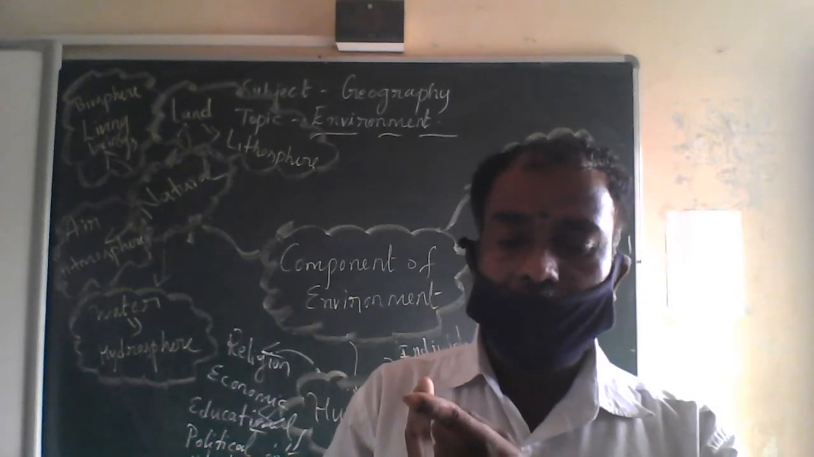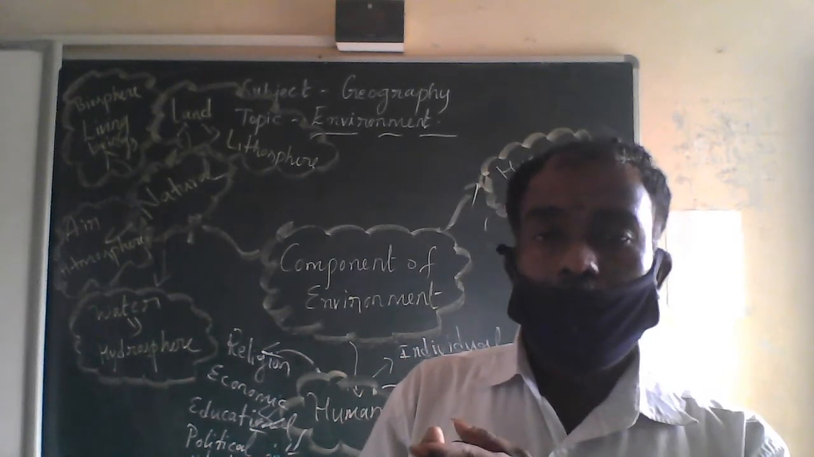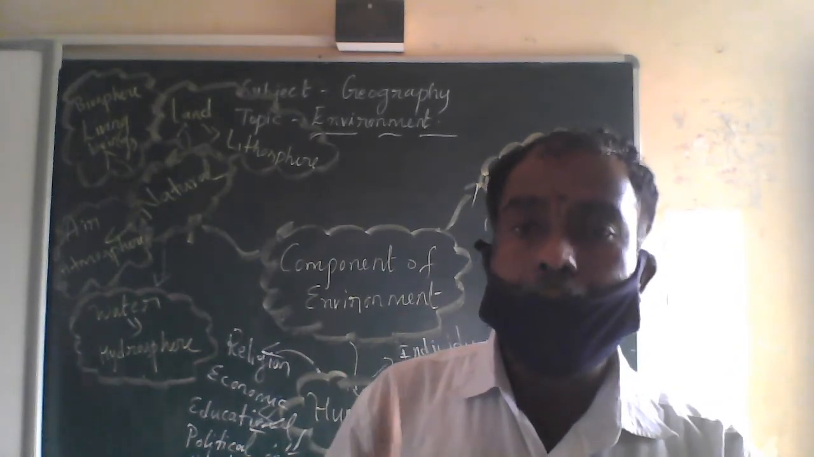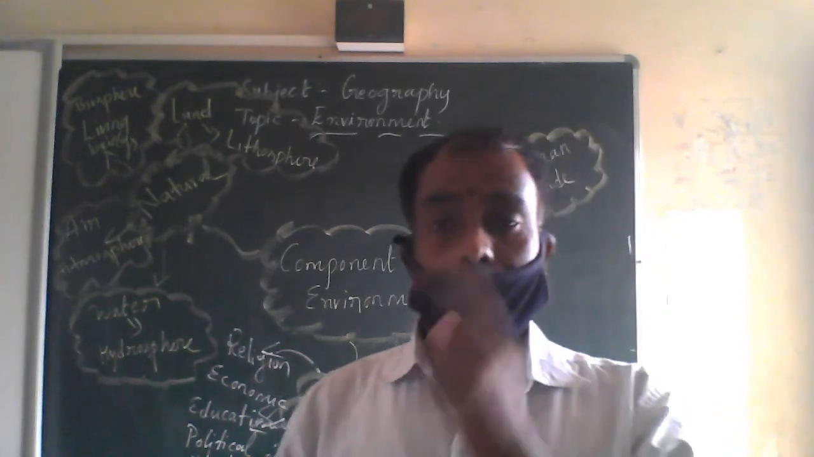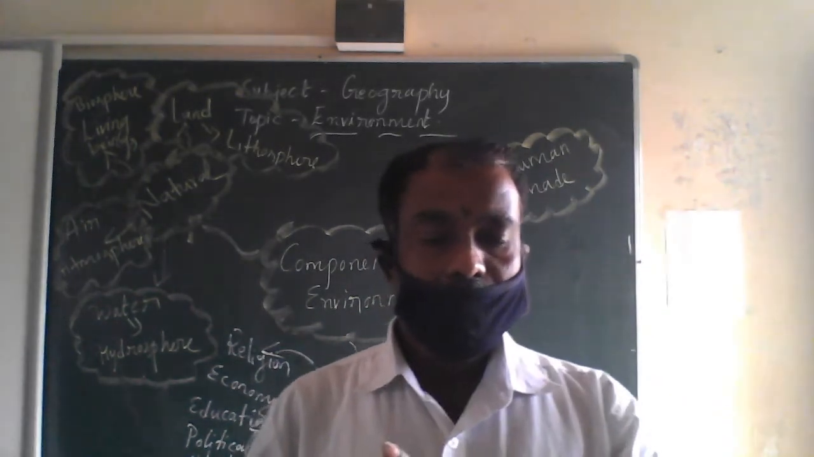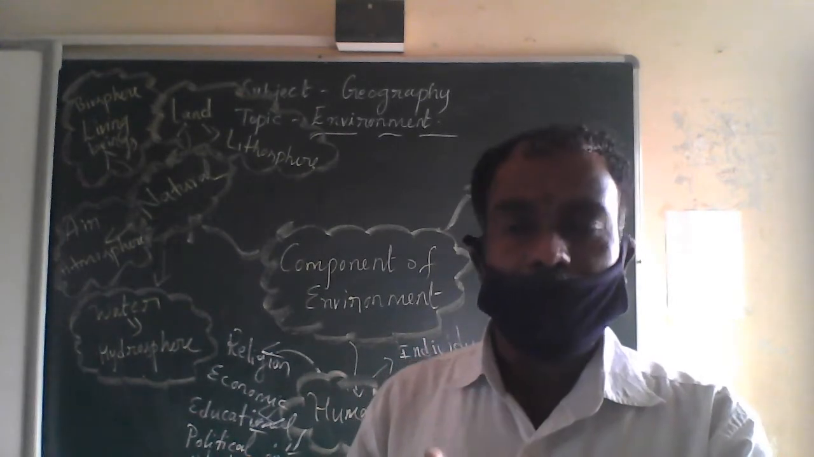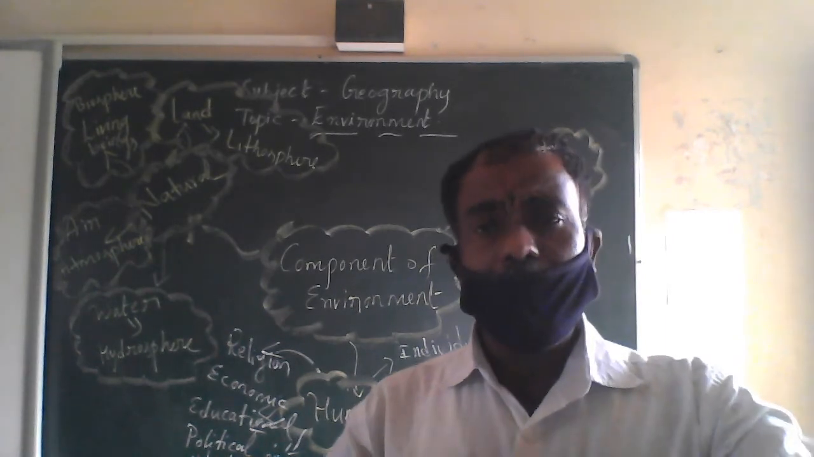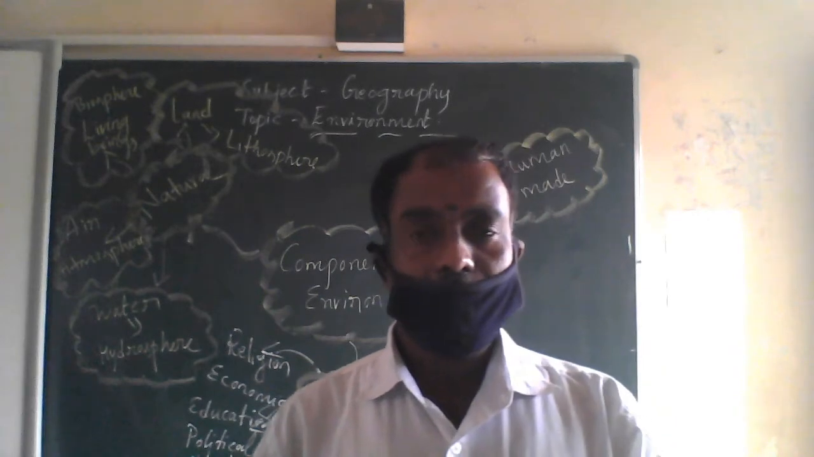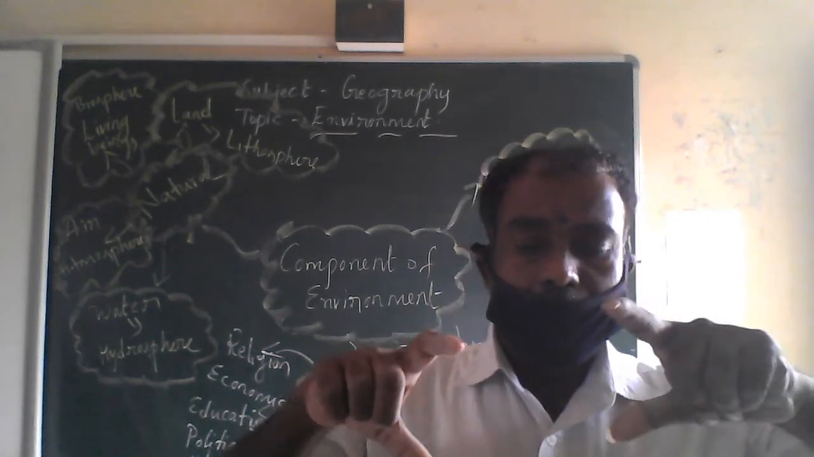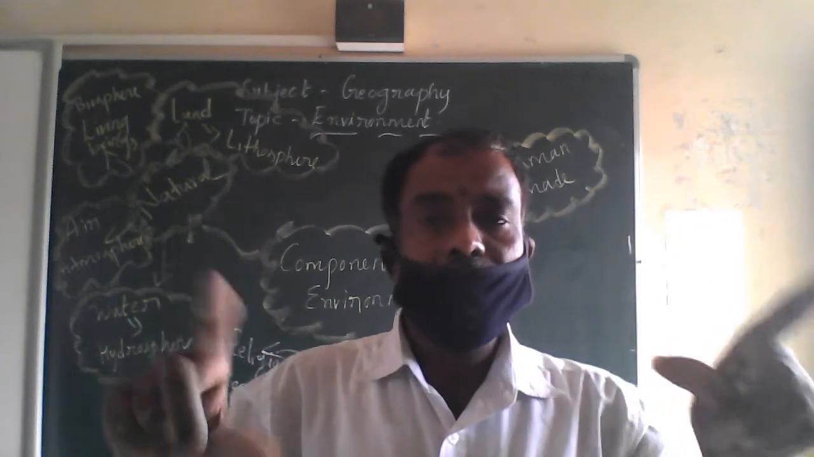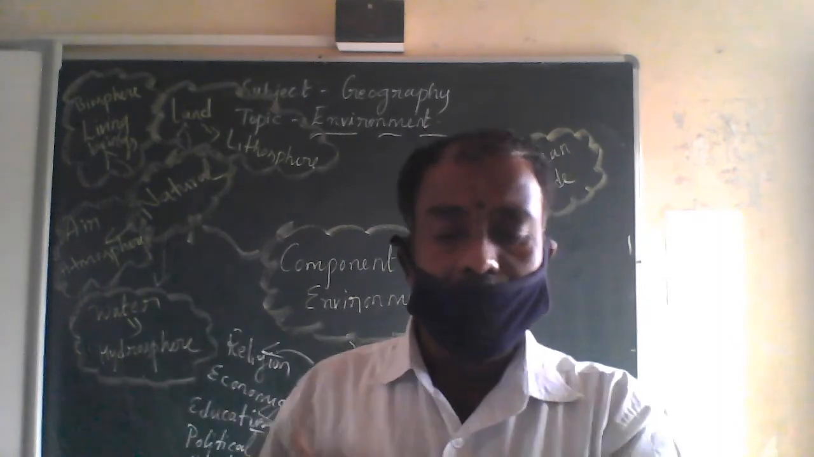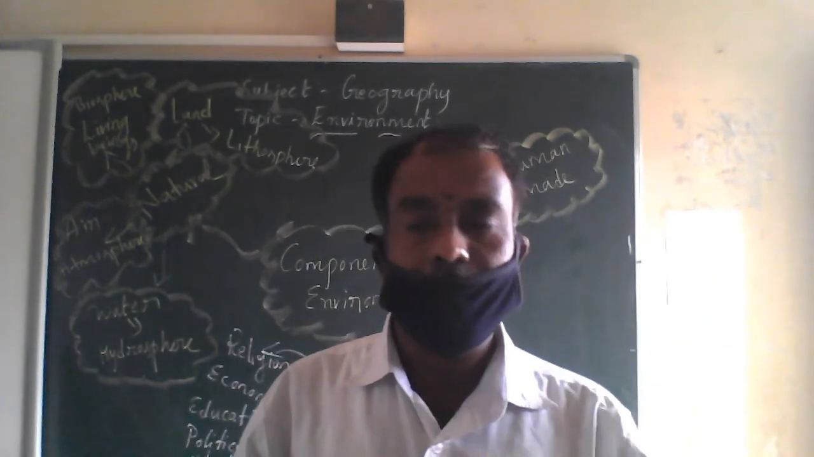The natural environment actually refers to both biotic and abiotic conditions existing on the earth, because the environment is a combination of natural and human-made phenomena. So what is the meaning of biotic, or what is the meaning of abiotic? The natural environment refers to both biotic and abiotic conditions existing on the earth.